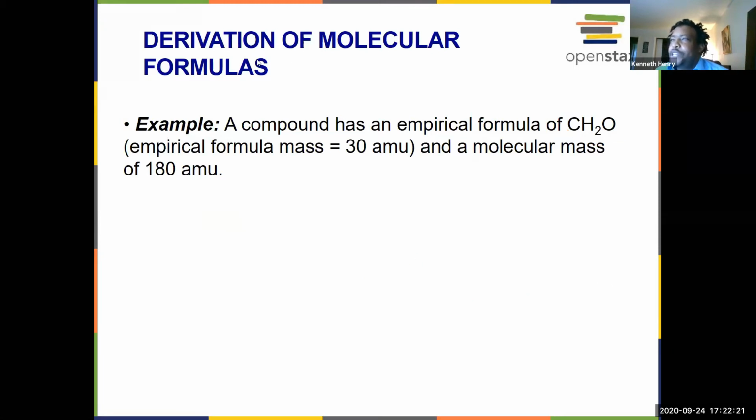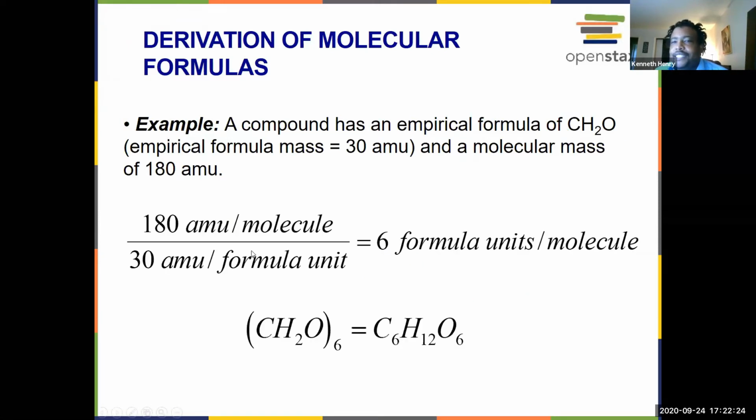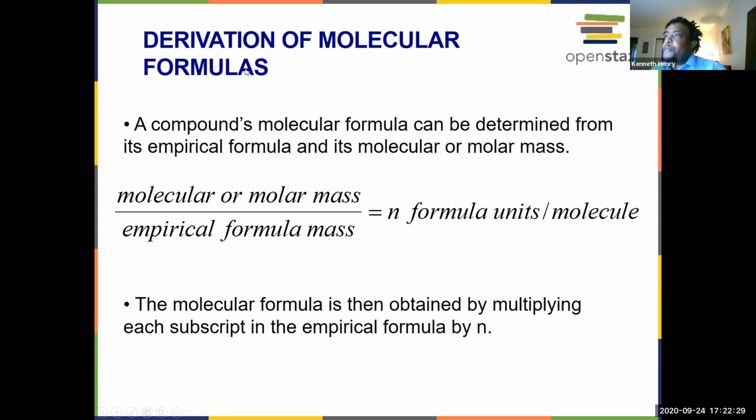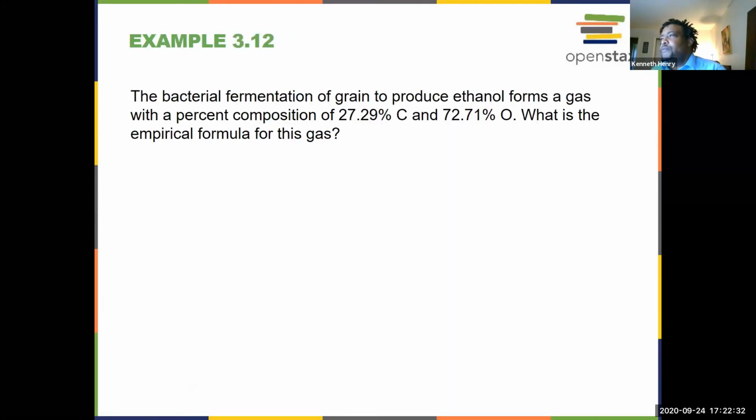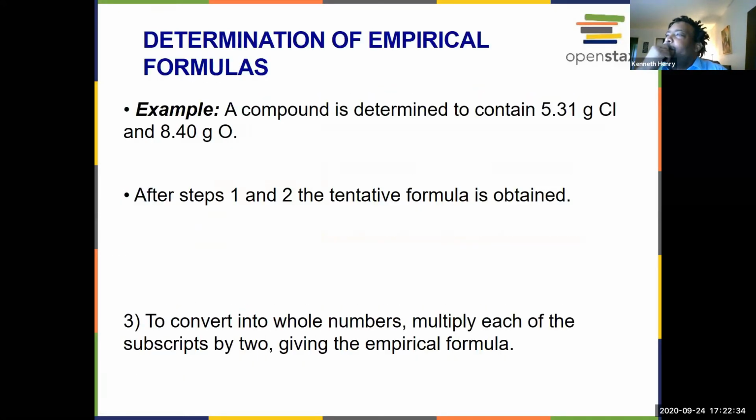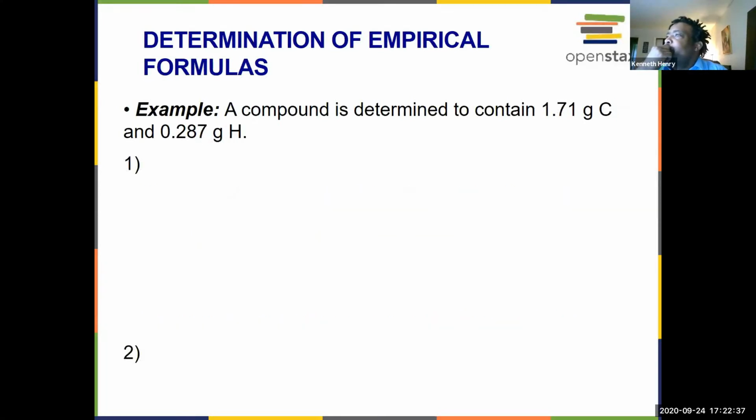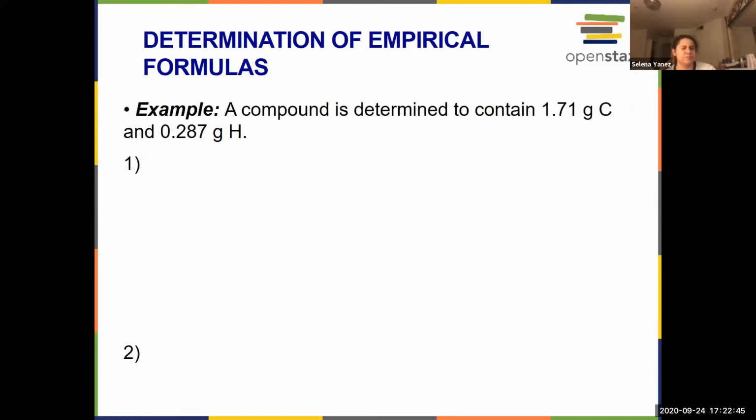Okay, now let's see if we can give you something a little more challenging. You know, that's too easy. Oops, let me go back. Actually, hold on, one more, because I think we went too far. Did we do this one? No. So a compound is determined to contain 1.71 grams of carbon and 0.287 grams of hydrogen. Determine the empirical formula.